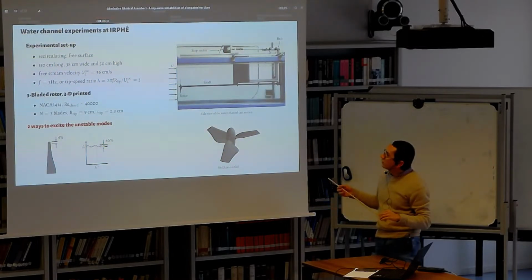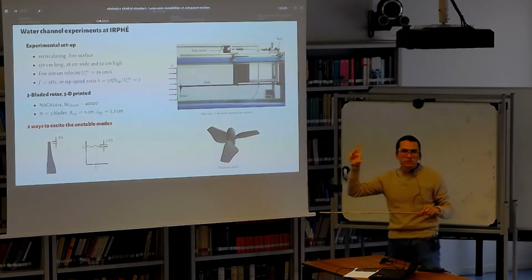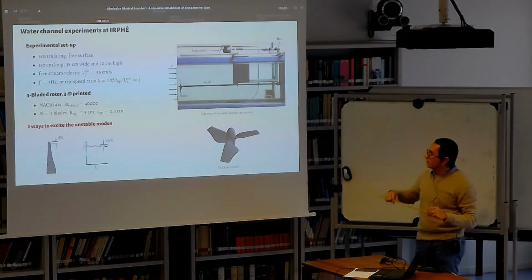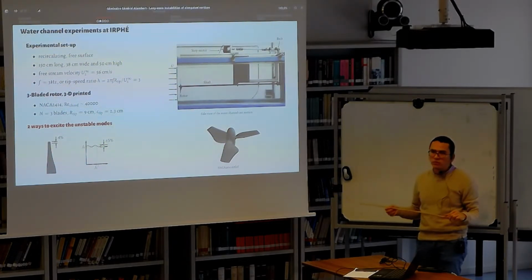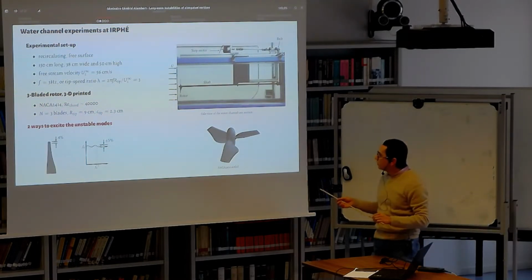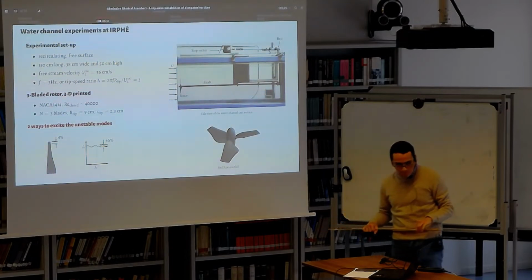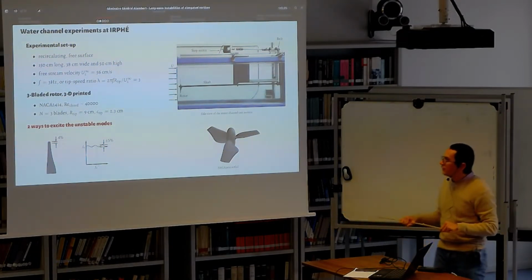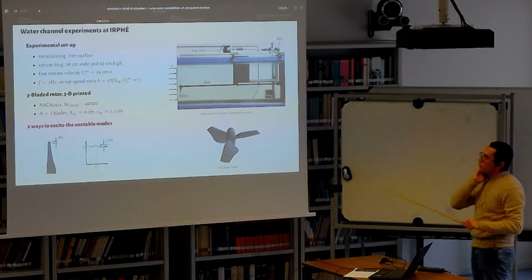So in this case, we are using a three-bladed rotor that is 9 centimeters in radius, that is 3D printed, and is based on a NACA 2414 profile. And the idea about this design is to have a more or less constant circulation profile to get some really clean results.